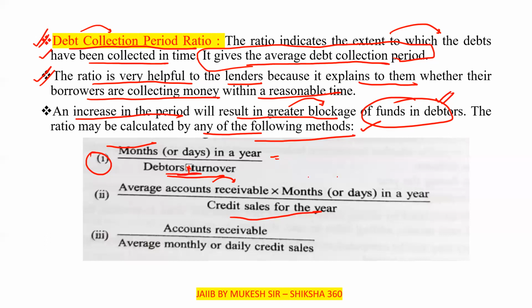They have put the formula. Debtors turnover is equal to what? Credit sales for the year upon average accounts receivable. The formula is the same here.